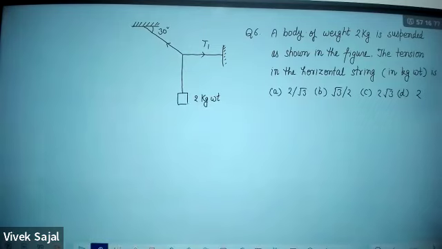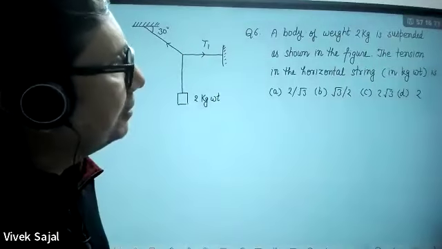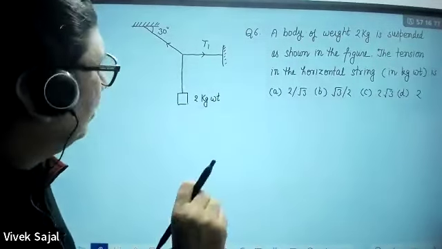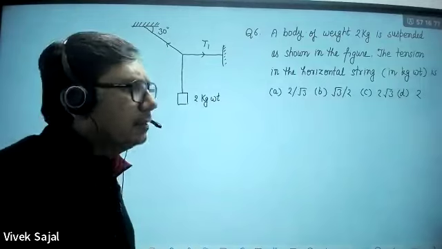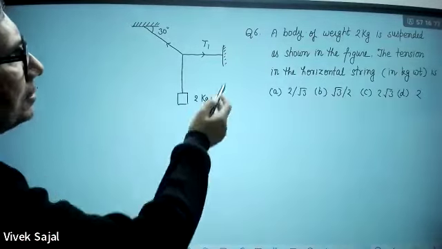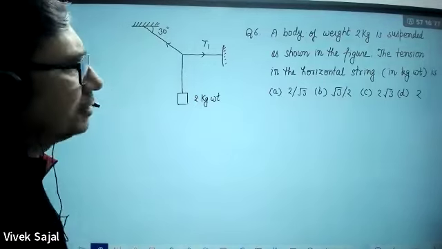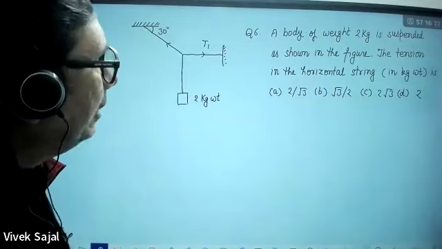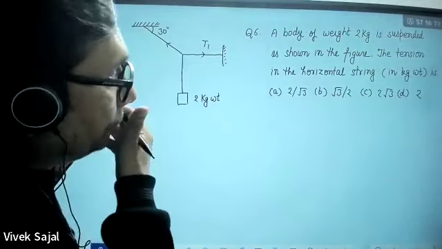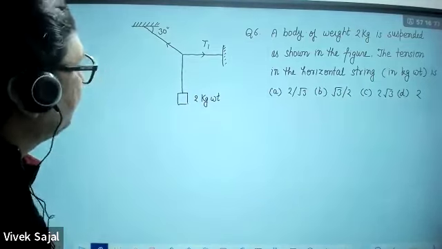This is a very simple question. This type of question was asked earlier in your exam. So try to understand: a body of weight 2 kilogram is suspended as shown in the figure. The tension in the horizontal string is.